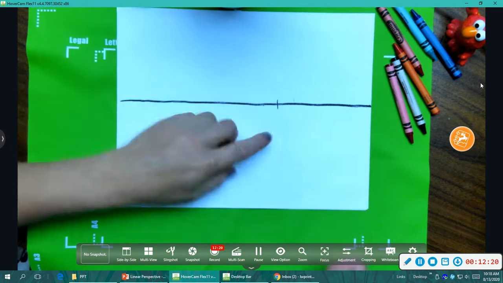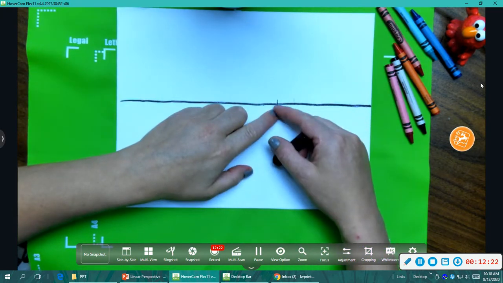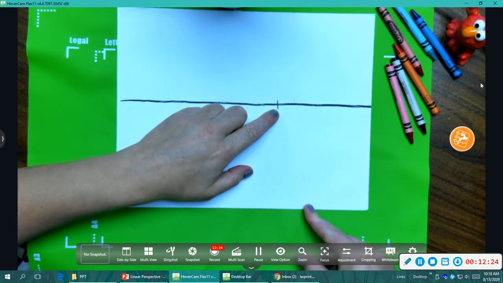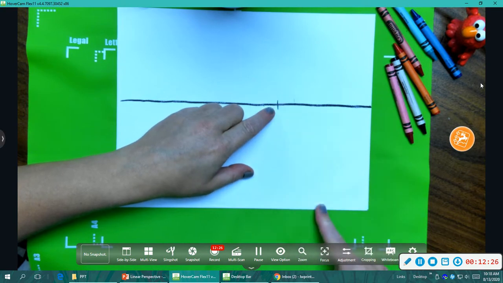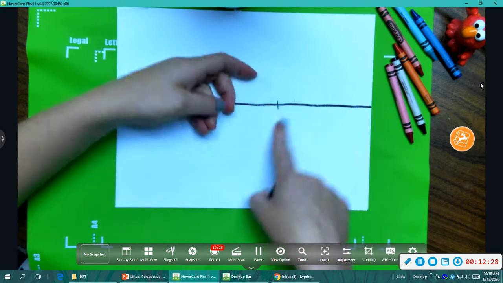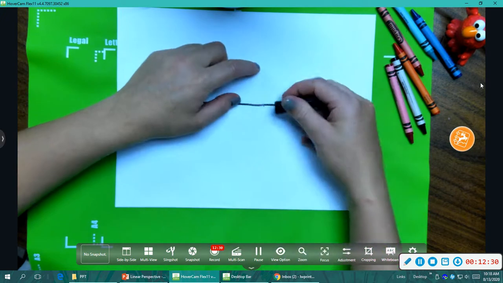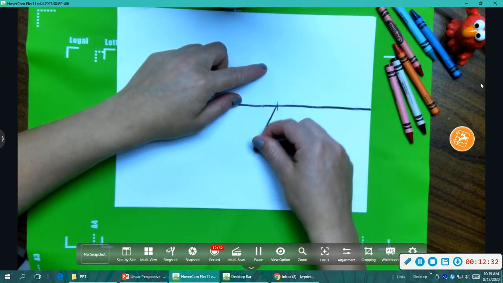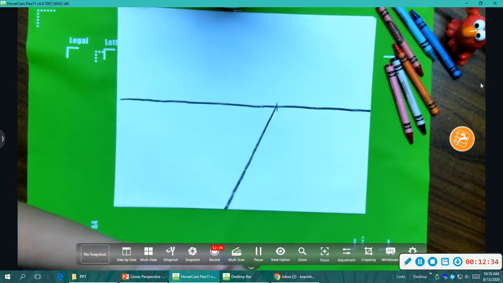Now, I'm going to take my first line, and it's going to angle outwards. It doesn't matter which way it angles. It might angle to the right, it might angle to the left. The one thing I don't want to do is go straight.